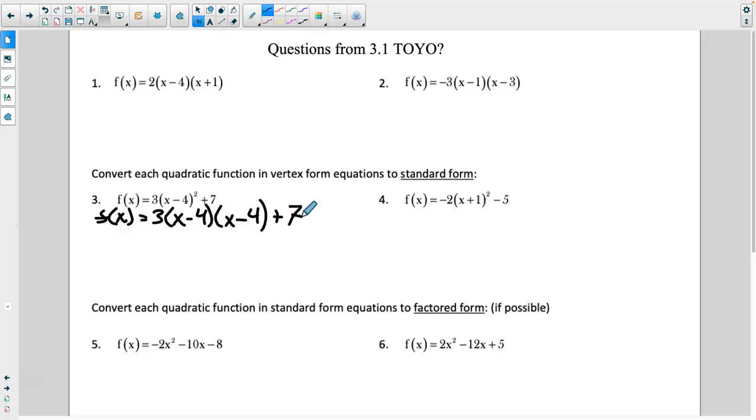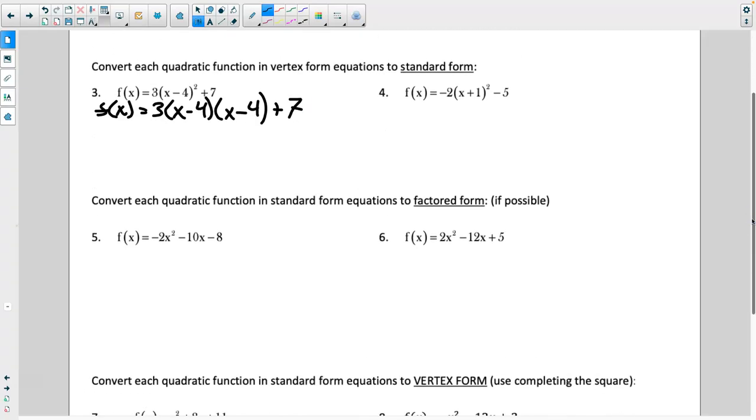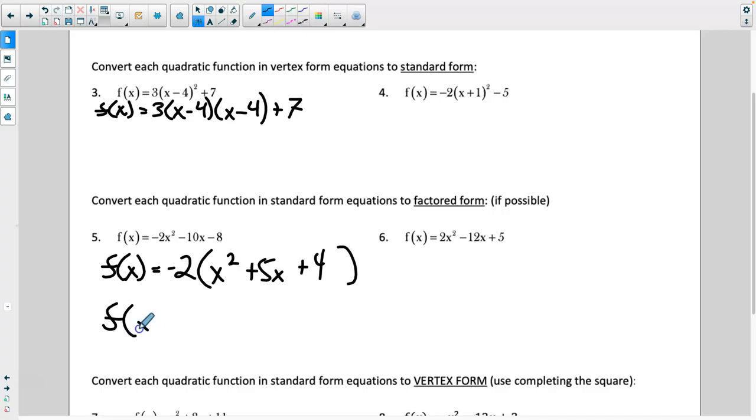Number 5. All right. So we got to factor this thing. We actually start by factoring out our greatest common factor, which is -2. So I'm going to have f of x is equal to -2, and then a big thing in parentheses: x squared plus 5x plus 4. Okay? And then I would factor that inside piece. We can just do that and finish this problem off.